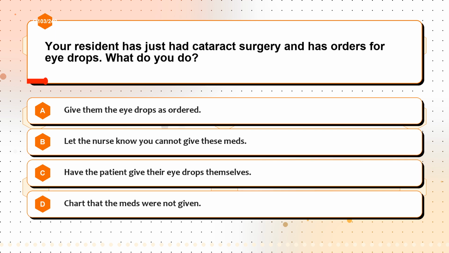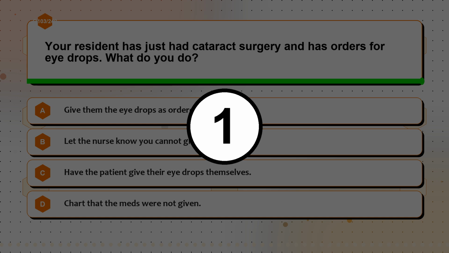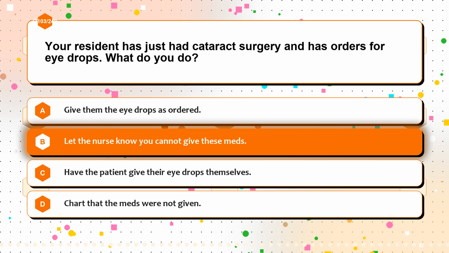Question 103. Your resident has just had cataract surgery and has orders for eye drops. What do you do? Here are the options. Option A, give them the eye drops as ordered. Option B, let the nurse know you cannot give these meds. Option C, have the patient give their eye drops themselves. Option D, chart that the meds were not given. The correct answer is option B. Let the nurse know you cannot give these meds.